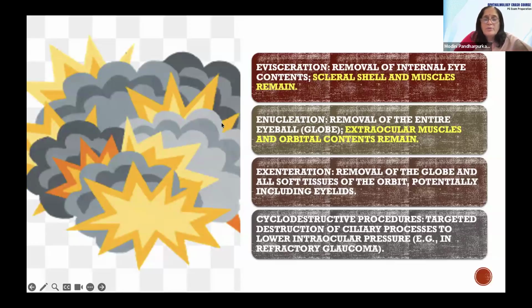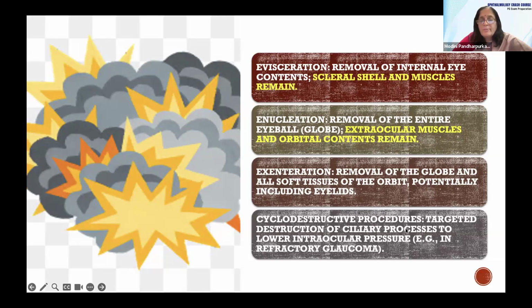In enucleation, you remove the entire eyeball, you leave the muscles and the orbital contents behind. Depending on the condition for why you're removing it, various parts of the optic nerve may be taken, a long stump, short stump, sometimes a muscle. It depends on why you're doing the enucleation. Exenteration, however, is removal of all orbital contents. Again, this is variable. You may remove lids, you may spare the lids. There are again combinations depending on the indication for exenteration.